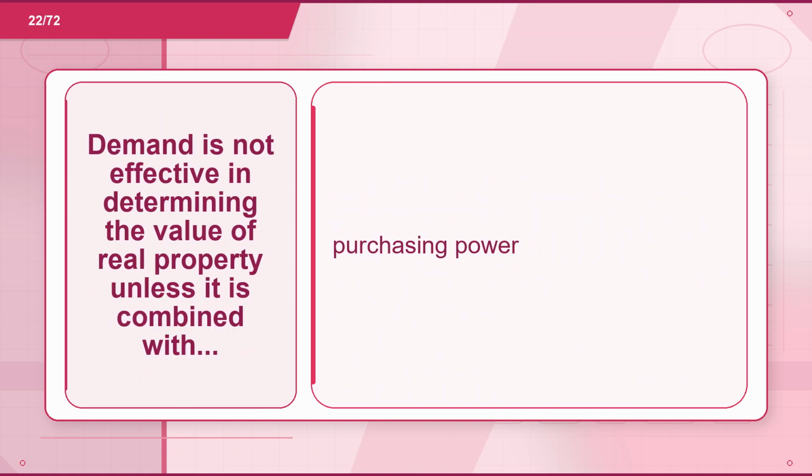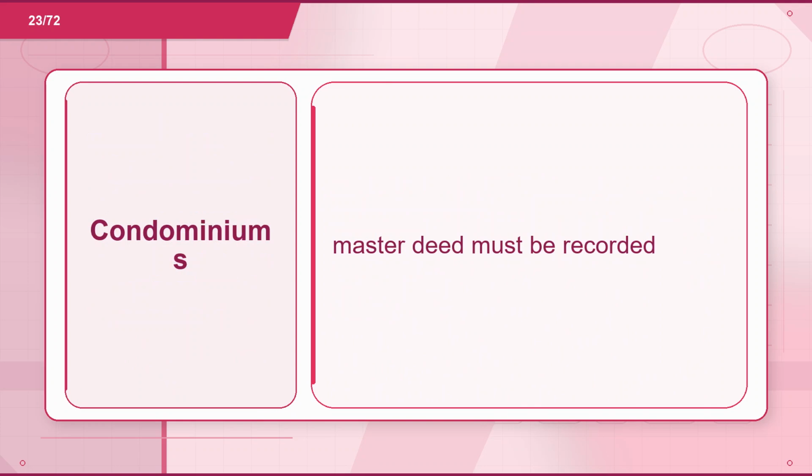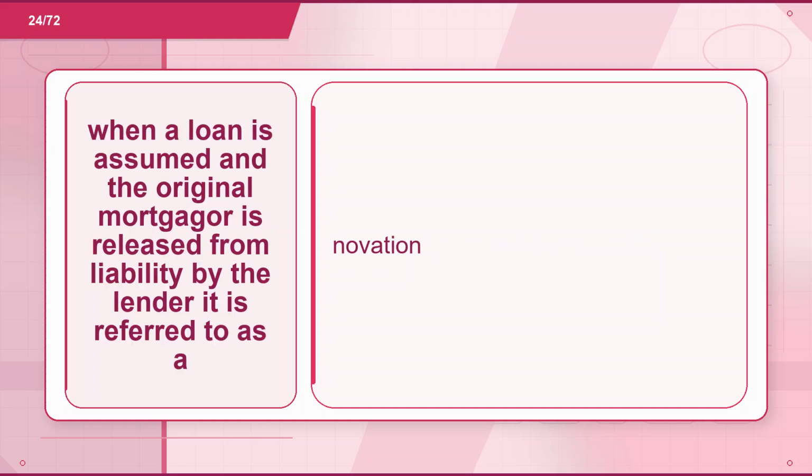Flashcard 22. Term: demand is not effective in determining the value of real property unless it is combined with... Definition: purchasing power. Flashcard 23. Term: condominiums. Definition: master deed must be recorded. Flashcard 24. Term: when a loan is assumed and the original mortgagor is released from liability by the lender, it is referred to as a... Definition: novation.